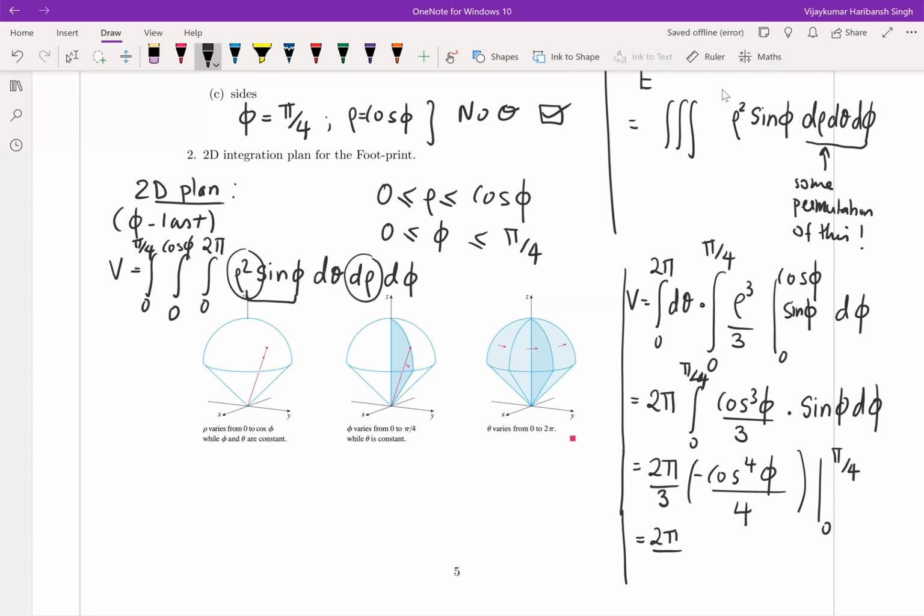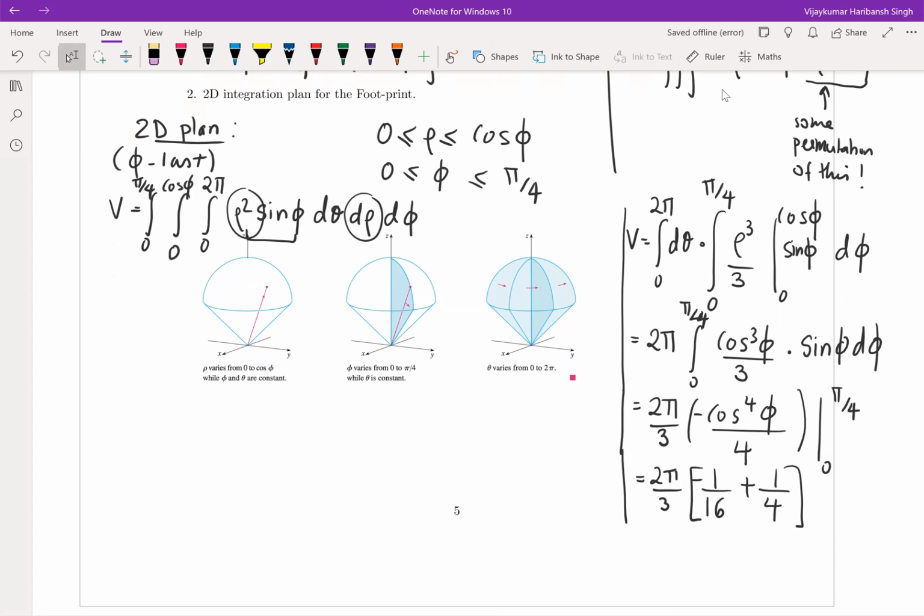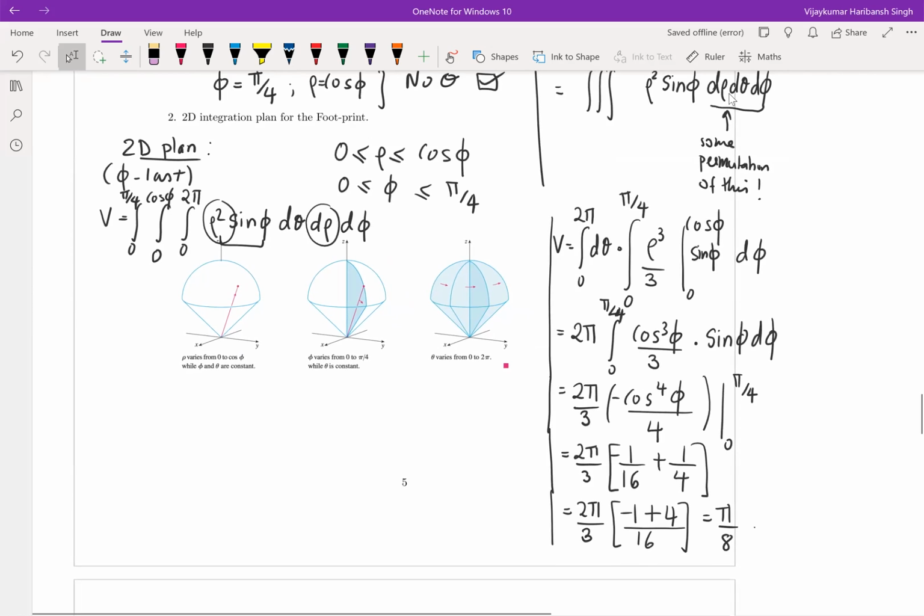So this is going to be 2 pi by 3 times, cos was 1 by root 2, so it's going to be 1 by root 2 to the power 4, which is 1 by 4, so 1 by 16, and minus, when you put 0 you get 1 by 4, so minus and plus. So we multiply top and bottom by 4: minus 1 plus 4 divided by 16, and the 3 and 3 cancel, so we get pi over 8. All right, so this is the setup. This solves the problem.